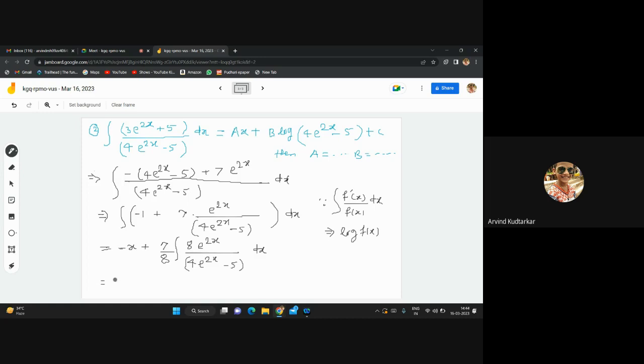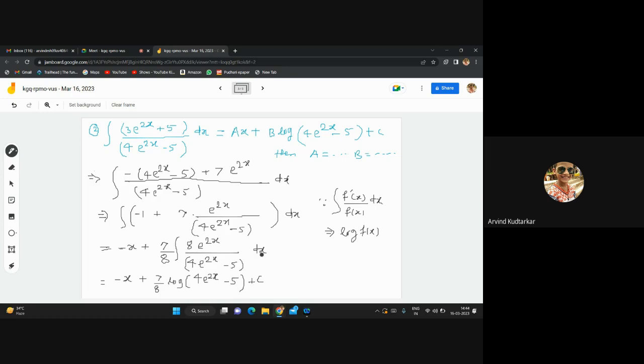That is equal to minus x plus 7/8 times the integration of f dash of x upon f of x, meaning the derivative of the denominator is in the numerator, so its integration will be log of the denominator, that is log of 4 e^(2x) - 5, alright, plus c.